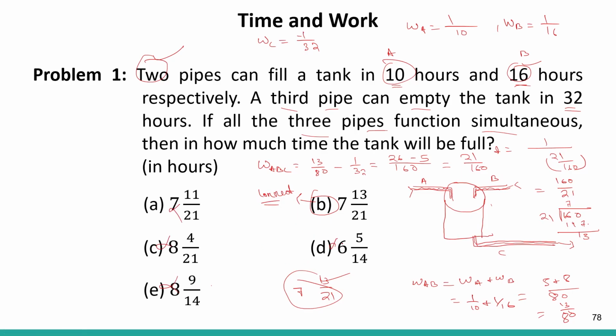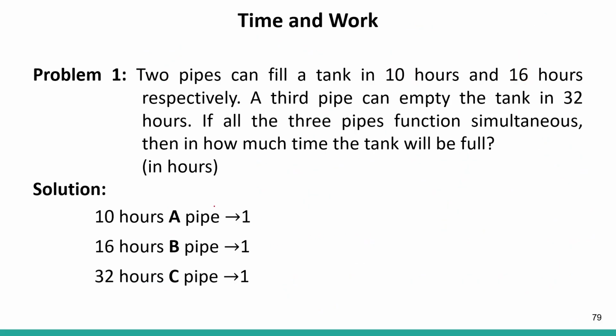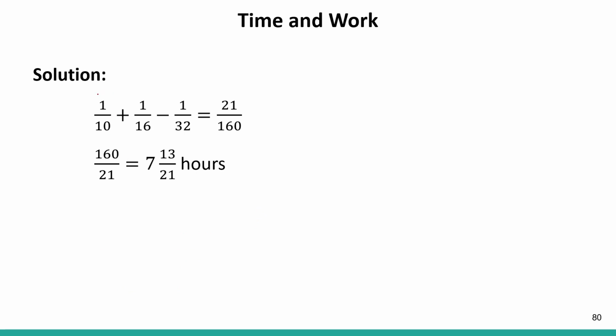Okay, so let's go forward and solve the next question. Let's first see the step-by-step solution. So 10 hours pipe A, let it be 1, 16 hours pipe B, 32 hours pipe C. So 1 by 10 plus 1 by 16 minus 1 by 32 is equal to 21 by 160. So 160 by 21 is equal to 7 whole and 13 by 21 hours.